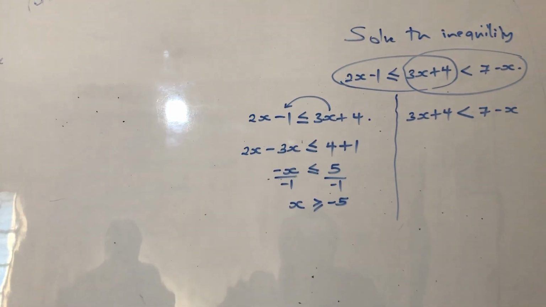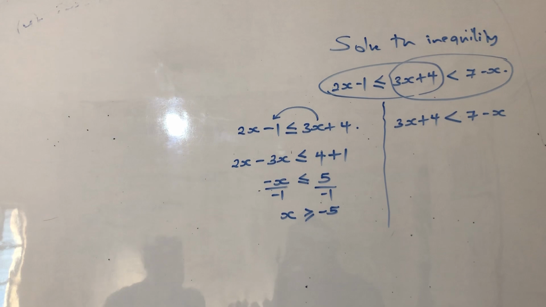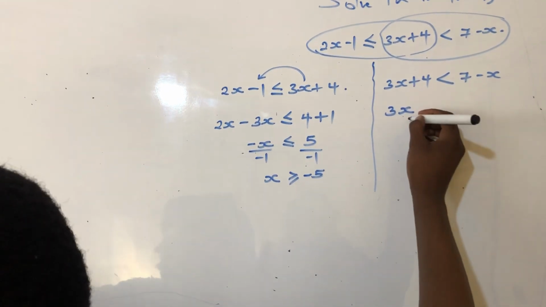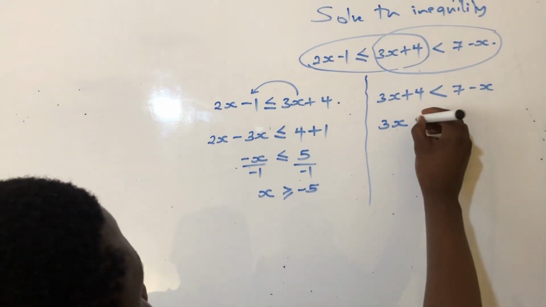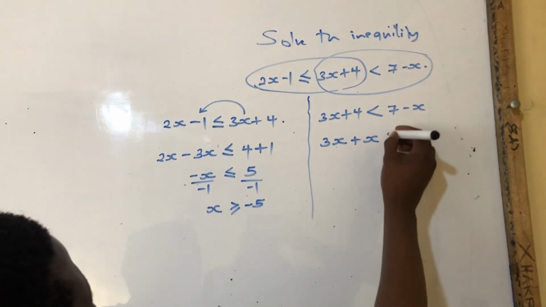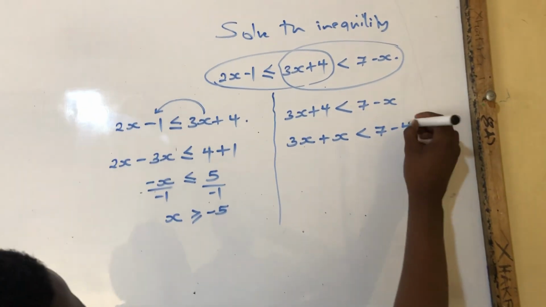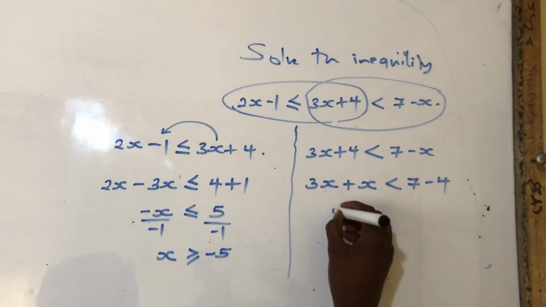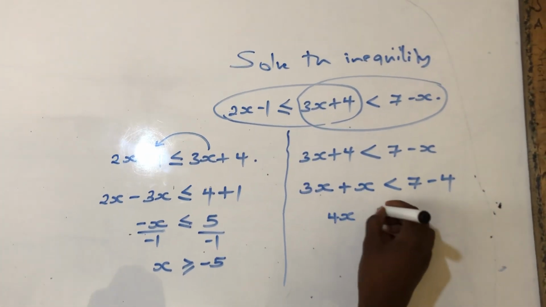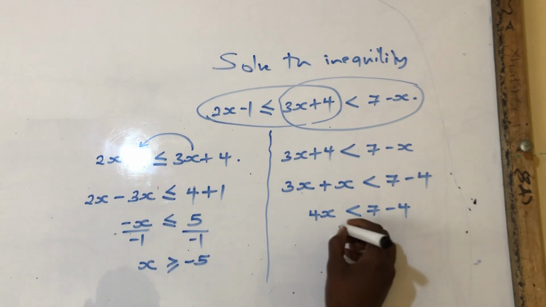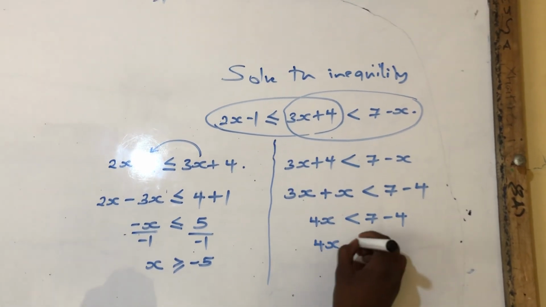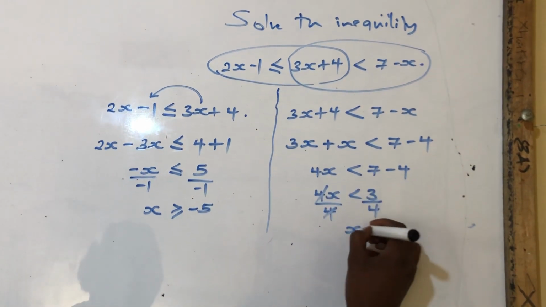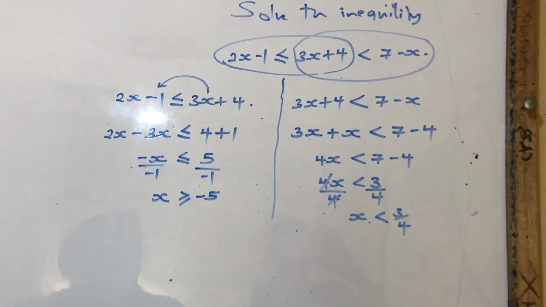Which now brings us to the second one. What do we have here? This will be 3x. Bring the x to this other side to become a positive x. It's less than 7 - 4. 3x + x should give us 4x. It's less than 7 - 4. 4x should be less than 3. Divide this by 4 and this one by 4. x should be less than 3/4.